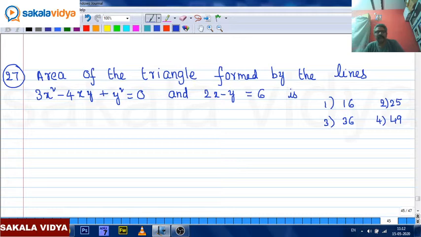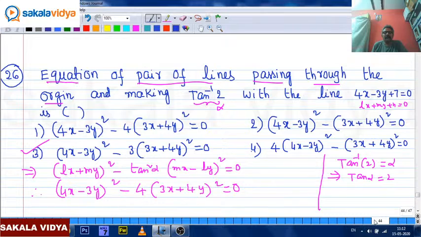26th is incorrect, sir. Okay, I will try. I will see. 26th. How, Dishwank? (4x minus 3y) whole square minus tan square alpha into (3x plus 4y) whole square is equal to 0. That's all.